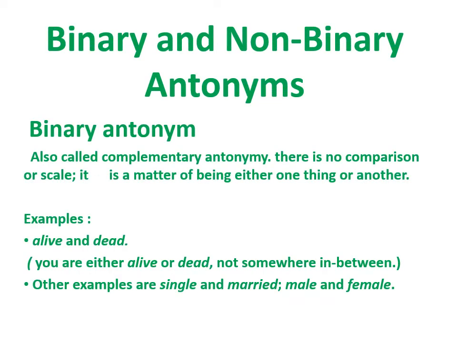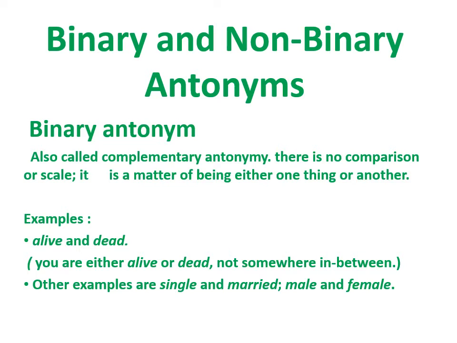There are two kinds of antonyms: binary and non-binary. Binary antonyms, also called complementary antonyms. There is no comparison or scale. It is a matter of being either one or another. For example, alive and dead. If someone is alive, he must be not dead. If someone is dead, he must not be alive. So no term in the middle. Even if someone is in a coma, it is still alive. It is not dead. So you are either alive or dead, not somewhere in between.